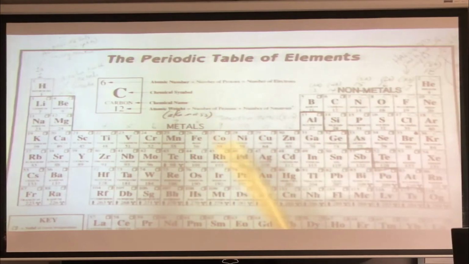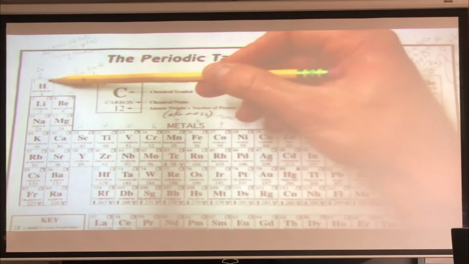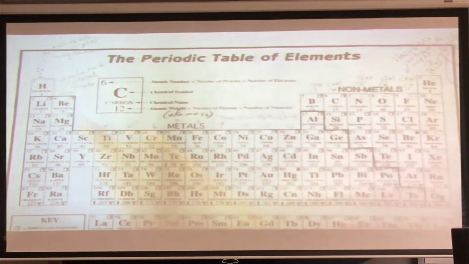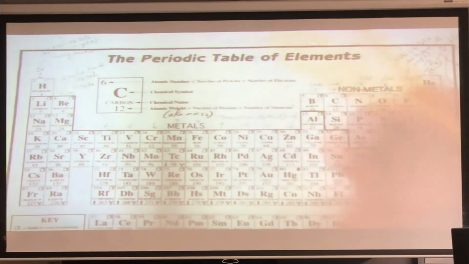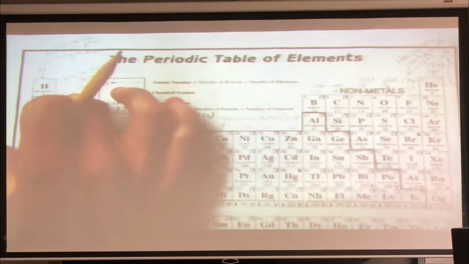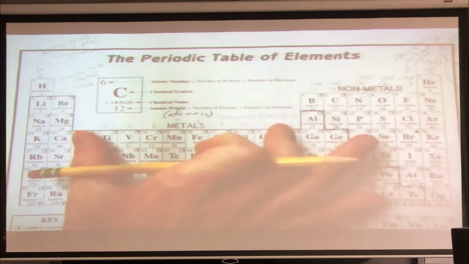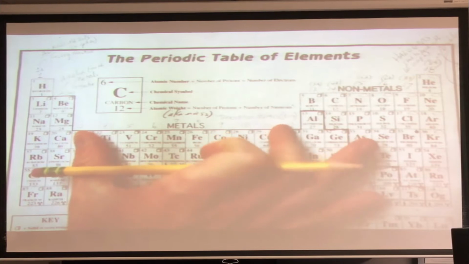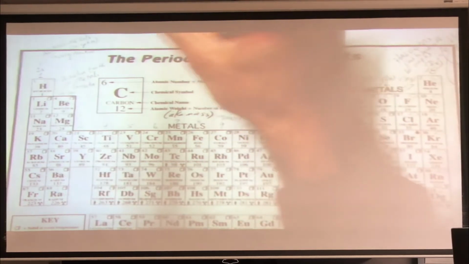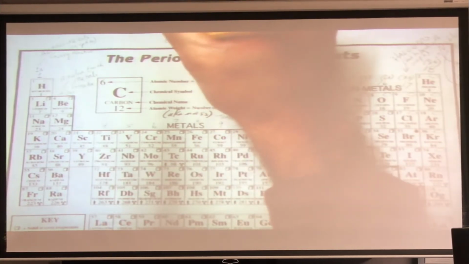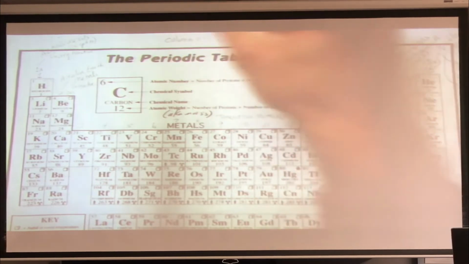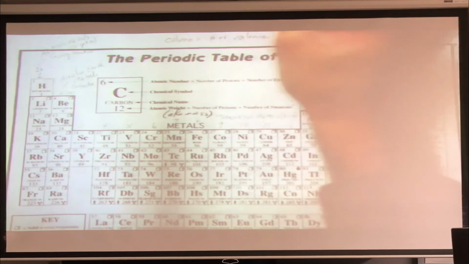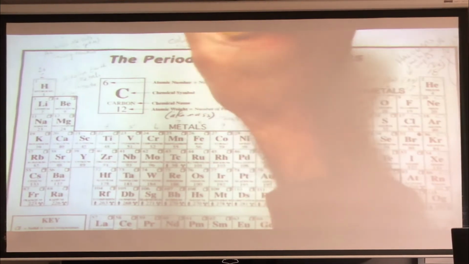Here's our periodic table real quick. We got our columns, our groups, and we got our rows, or periods. If you remember, with just the main blocks, so if we don't include the transition metals between 3 and 12, the column, which is our group, tells us the number of valence electrons, and our row, which is our period, tells us the number of shells.